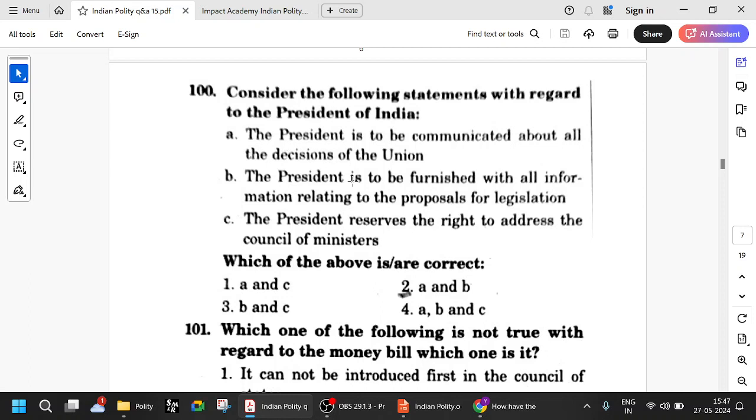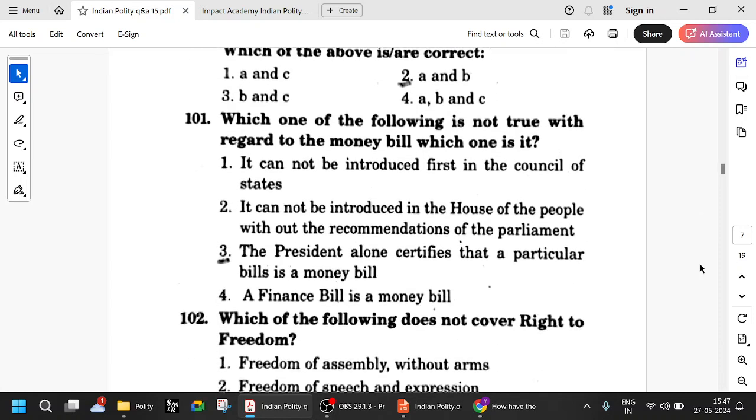So A and B are the correct statements. Because whatever the President does, usually he does on the aid and advice of the cabinet ministers, the council of ministers. So it's not like he reserves the right or anything. He follows the aid and advice of the cabinet ministers, the council of ministers.